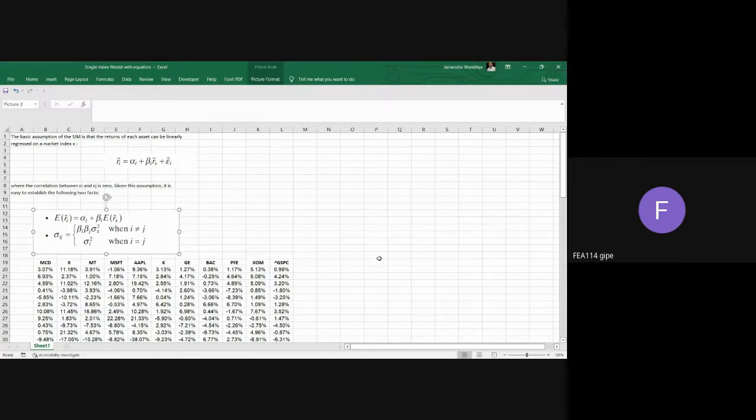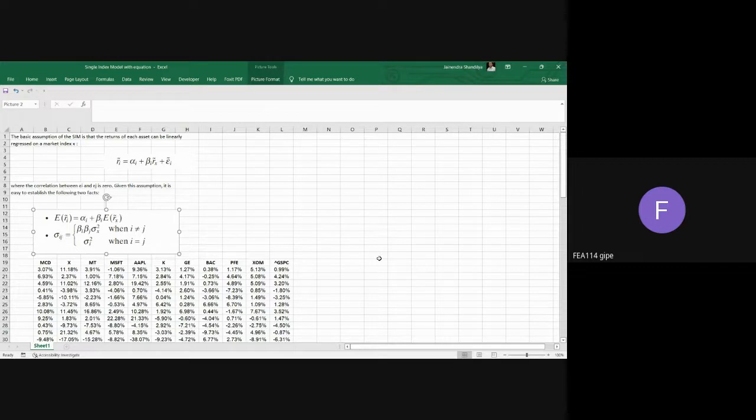So the expected return is nothing but the excess return plus the beta times the expected return of market. And if this relationship holds, then what happens? The sigma ij, which is the covariance between stock i and stock j, is beta i beta j sigma x square when i is not equal to j, which will be sigma i square when i exactly equals j. Meaning like there are 1 1, 2 2, 3 3, 4 4 terms.